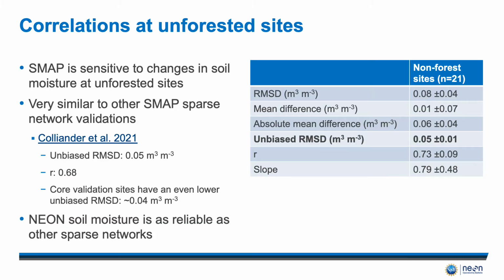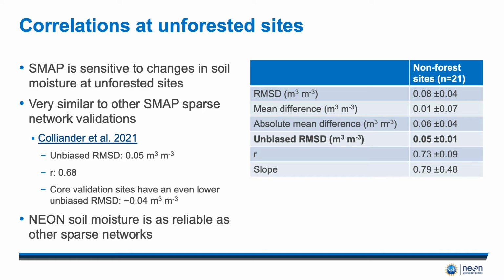So first, looking at the unforested sites, we found that SMAP was sensitive to changes in soil moisture. The unbiased root mean squared deviation was 0.05 meters cubed per meters cubed. So no real surprise here. There have been a ton of previous validation studies of SMAP at unforested sites.